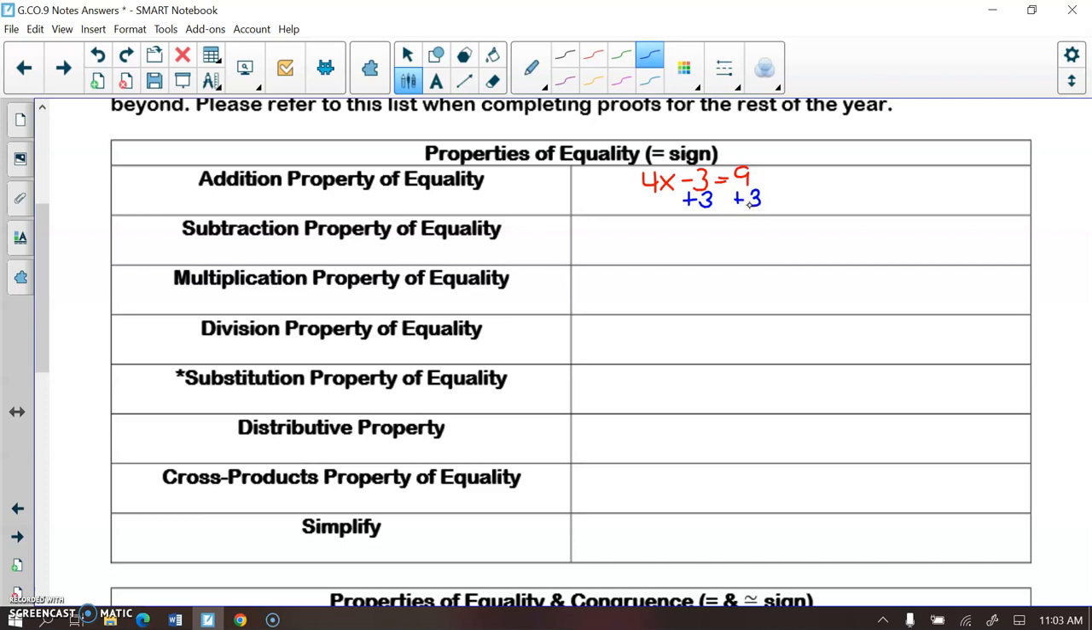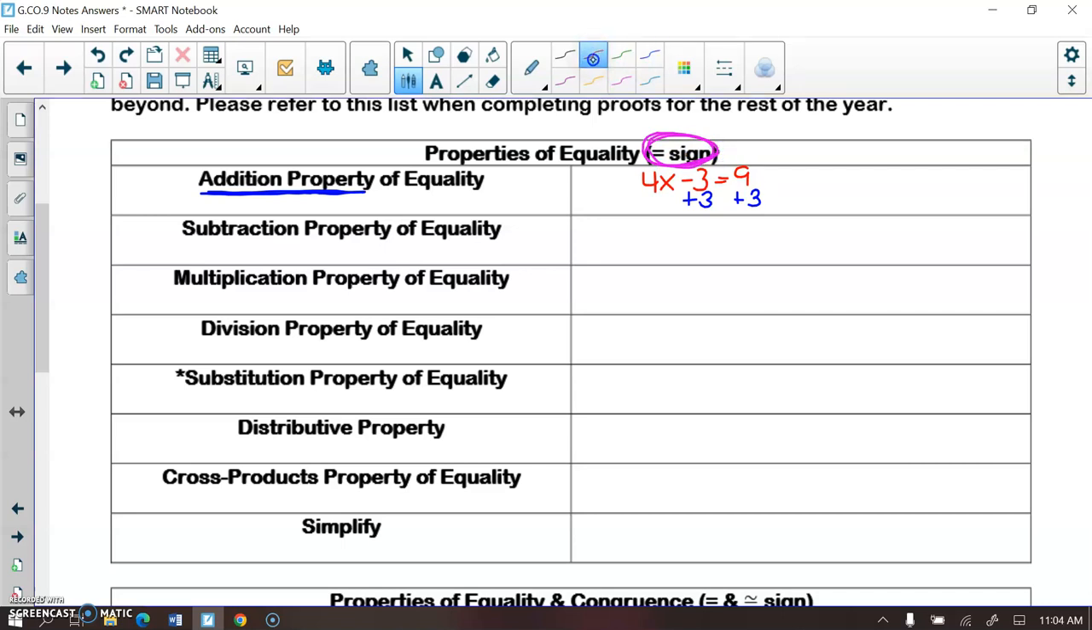So if you add a number to both sides of an equation, that's the addition property of equality. Now we're just going to call it the addition property. We don't need to call it the addition property of equality, but the addition property, the subtraction property, the multiplication property, division property, substitution, distributive, cross products property, and simplifying. These are only used when we are dealing with equations or equal signs.